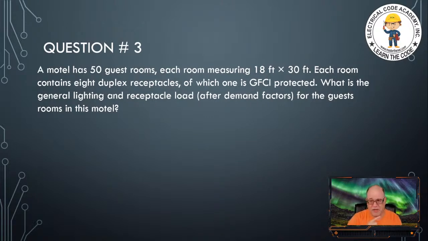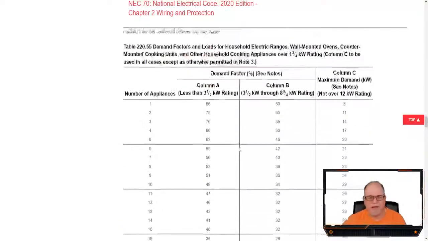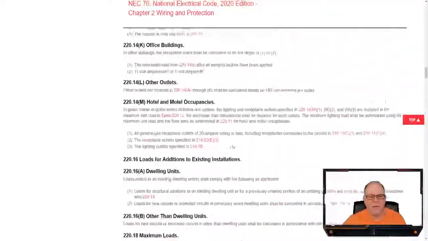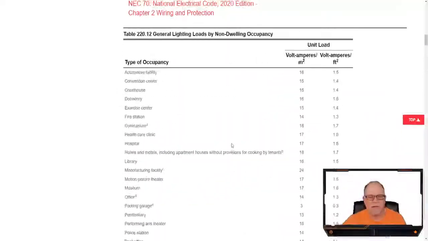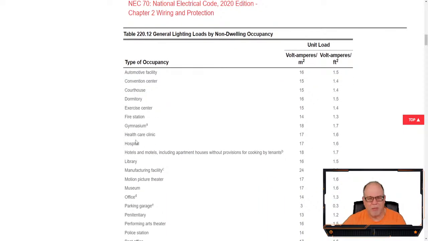Now we've got to go look at the code and see what we have to do. So I'll take you over to the code. And we are off of this part of it now, so we have to go back up to 220.12. And here are your general lighting loads for 220.12. And we're looking at hotels and motels right here. So that tells me that our VA is 1.7.